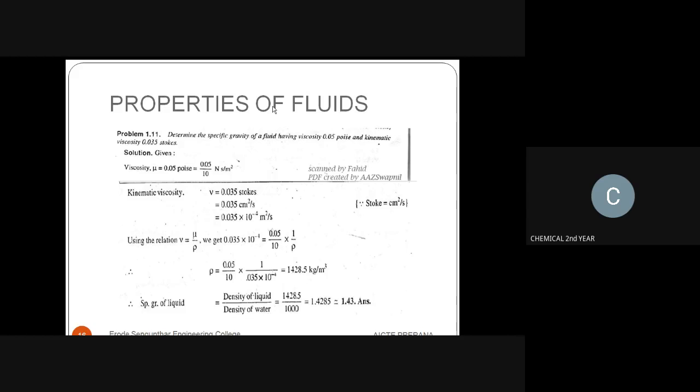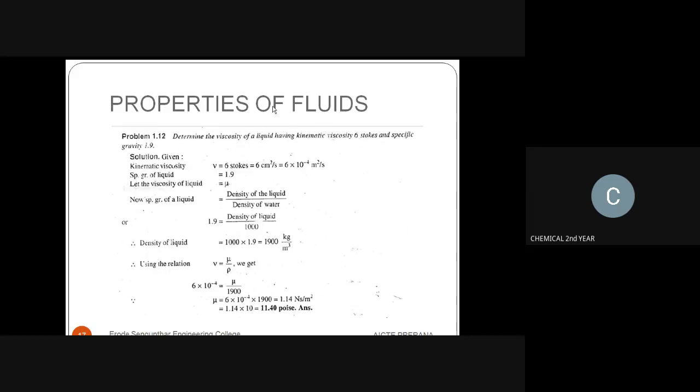Right. So this is a very important problem where you have been asked to find out the specific gravity of the fluid. Thereby, they are giving the viscosity of the fluid and kinematic viscosity directly. Right. So from that, you need to find out the density first. Then only we can find out the specific gravity of the liquid. Okay. So density of the liquid divided by density of water. So from that you can find out the specific gravity of the liquid. Right. So this is also one very important type of property estimation as far as fluid mechanics is concerned. Right. So we'll move on to the next problem.